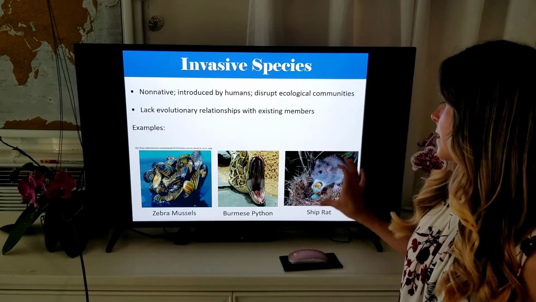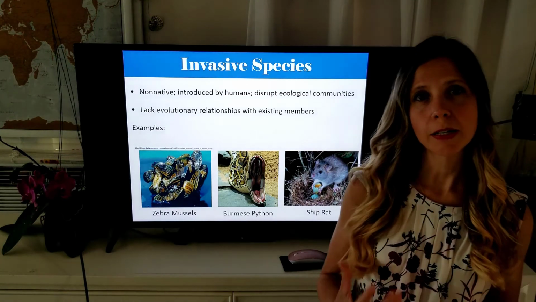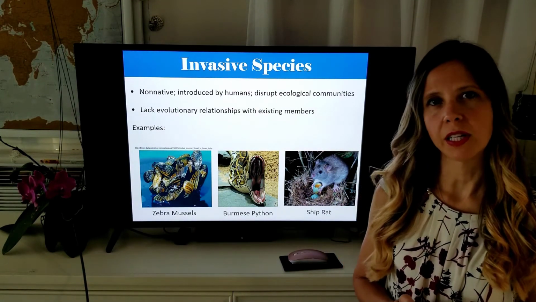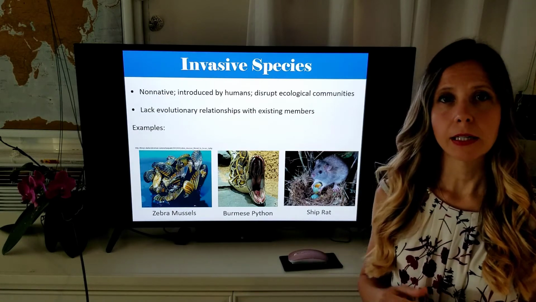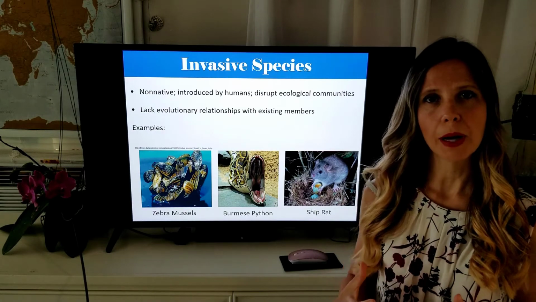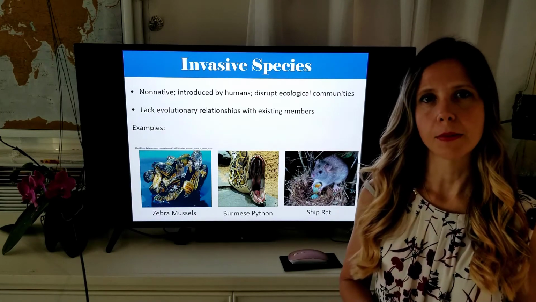The last example we have is our ship rat. Ship rat is native to India and has pretty much spread around the world, traveling on ships, and has caused havoc specifically on small islands where it's been able to wipe out populations of birds and mammals.